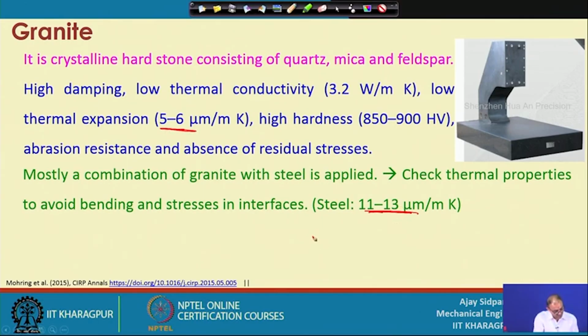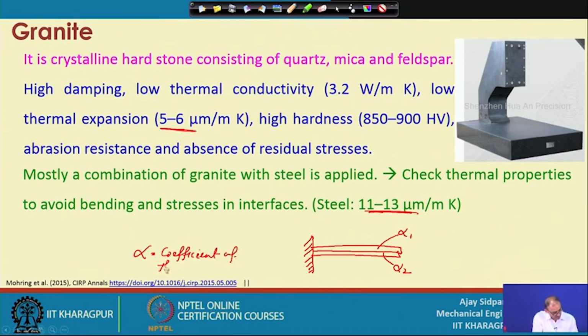Now, let us take one example, that you have 2 strips, this is the 2 strip and this one has alpha 1 and this one has alpha 2. Okay. So, alpha is the coefficient of thermal expansion.